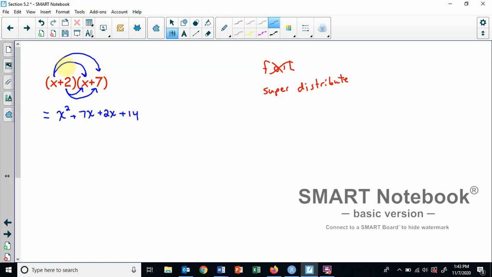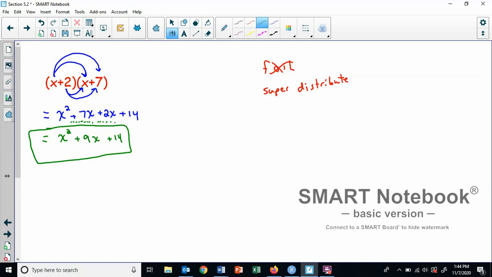So I have super distributed. I have distributed the x, I have distributed the 2. So everybody in the front polynomial has been distributed to everybody in the back polynomial. Now it is important to look to see if you have any like terms to add or subtract. That's my only x squared, but you do see here that 7x and 2x are like. Positive 7 plus positive 2, that is positive 9x. And bring down our plus 14. So there, we have done a quote super distribute. We have multiplied these two polynomials.